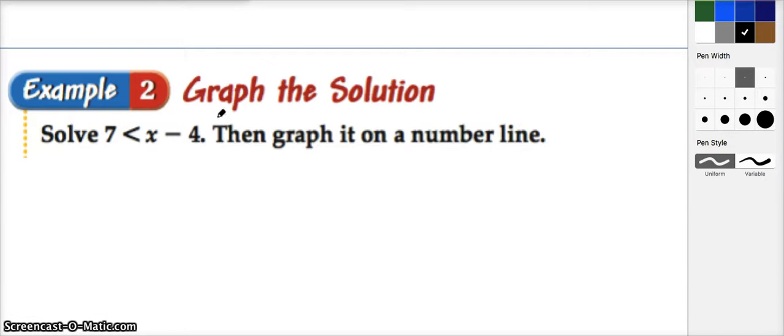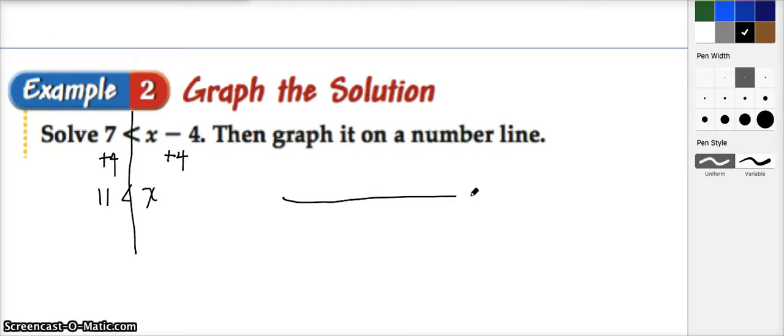So if I graph this on the number line, the first thing I need to do is solve. I treat these like equations. Literally, I can add to both sides or subtract from both sides of an inequality, and nothing happens to the sign. It maintains that inequality relationship. And so what I'm going to do is add 4 to both sides. When I do that, I have 11 is less than x. Another way of thinking about that is to say that x is greater than 11.